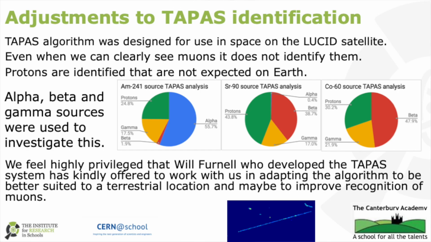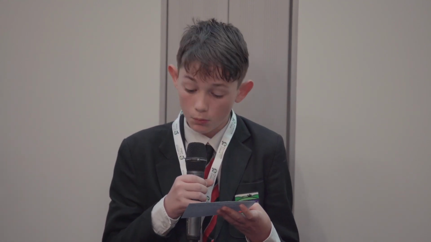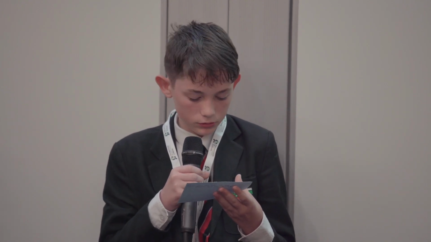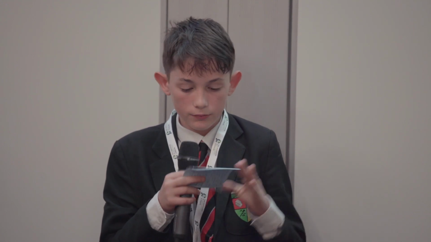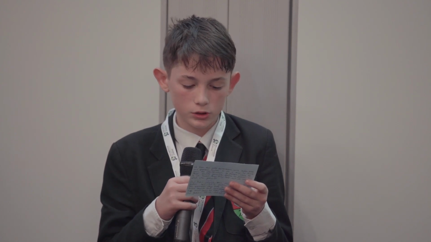We then did some experiments with alpha, beta, and gamma sources to see if any of these gave an identification of protons. None of these sources generated muons or protons, and so we hope that may help us to identify what was going on. Our alpha source gave off 24.8% of protons and 17.5% gamma. We expected only beta to be present in our beta source, but unexpectedly see gamma rays that may be real, and also see protons. Our gamma source, cobalt-60, releases gamma and also beta. We saw both beta and gamma, but also saw 30.2% protons.